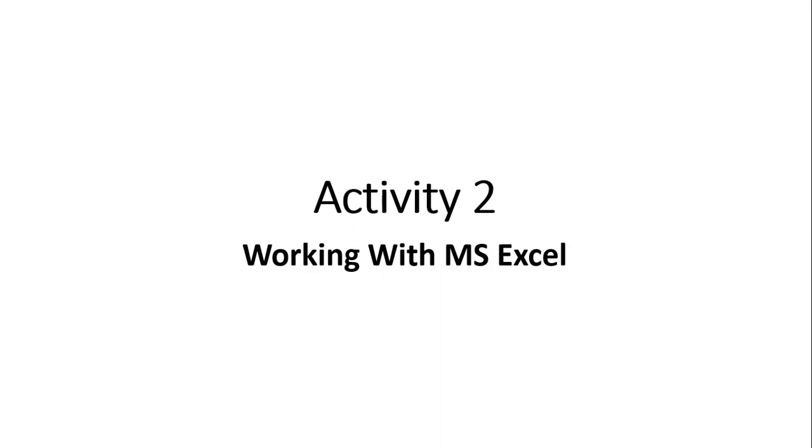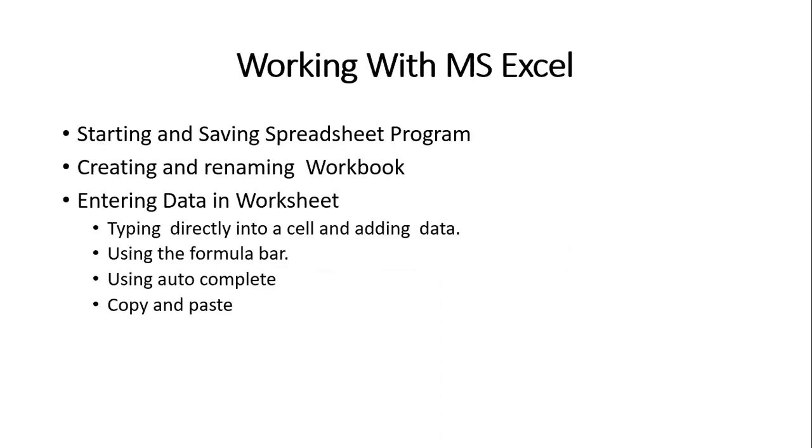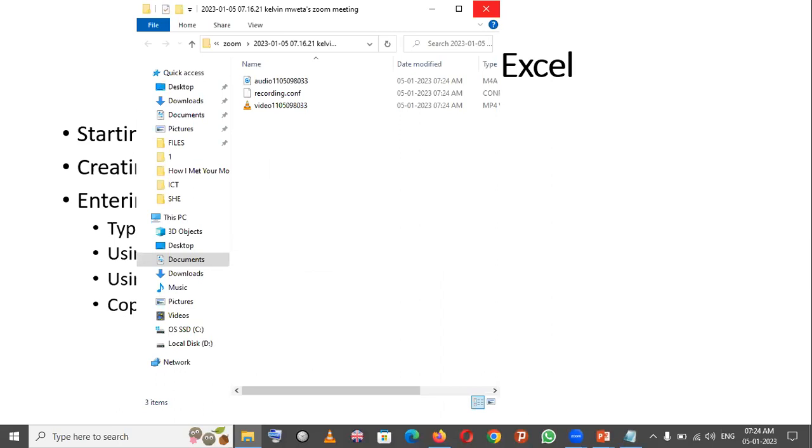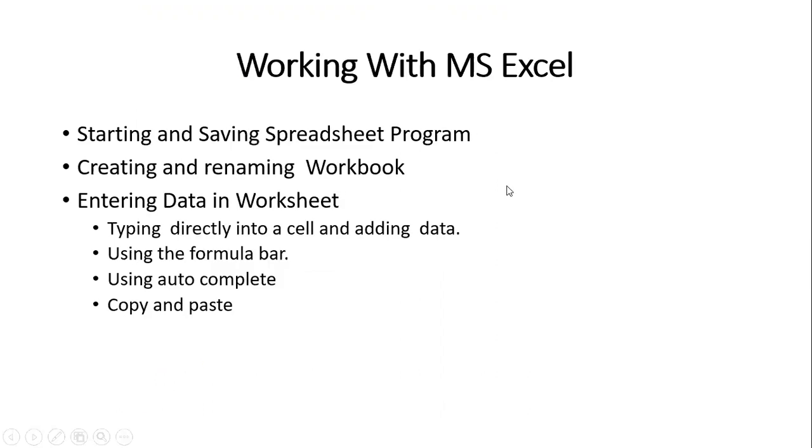It's activity 2. Now, what we are dealing with is working with MS Excel. So let's see what we'll be doing in this activity. Working with MS Excel specifically today, we'll see the various components that we are going to discuss. The first one is starting and saving the spreadsheet program. Then the second one will be creating and naming a workbook. After opening a spreadsheet program, we'll see how you can create a workbook and how you can name the workbook. Then the third one will be entering data in a worksheet.